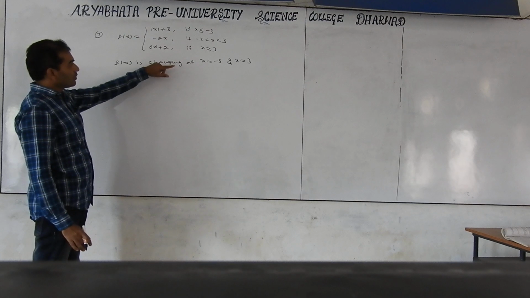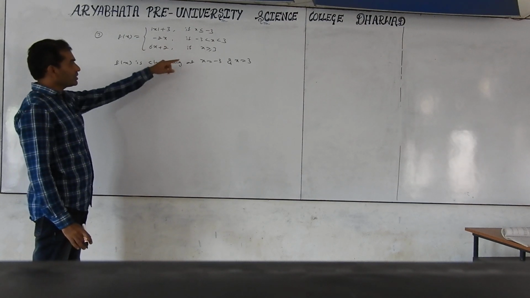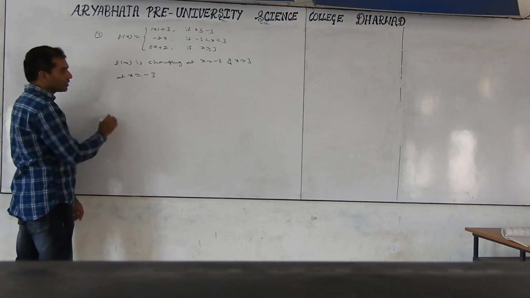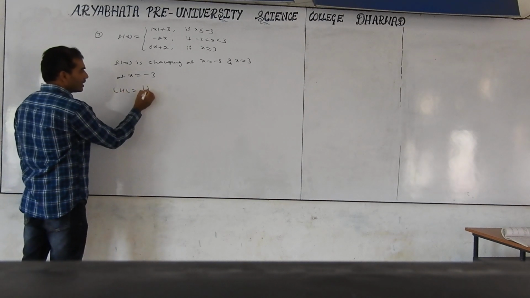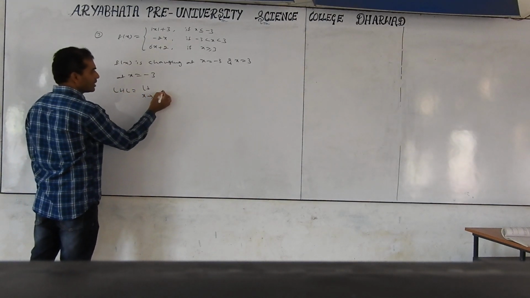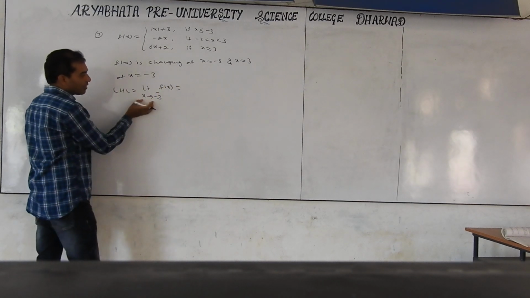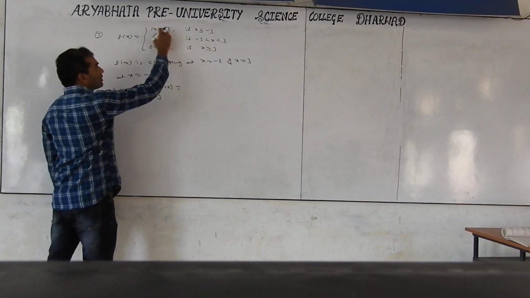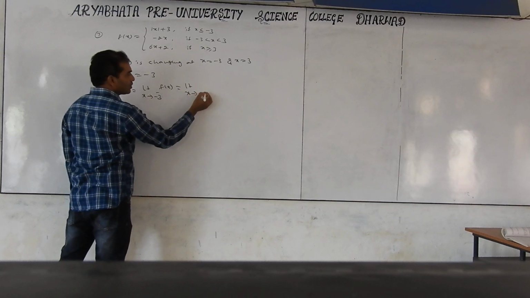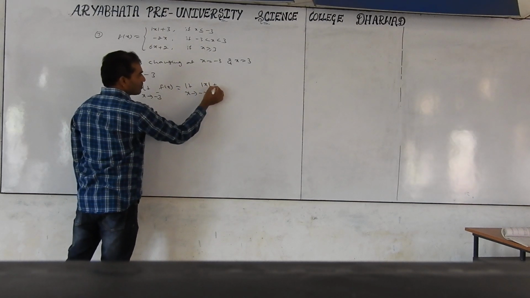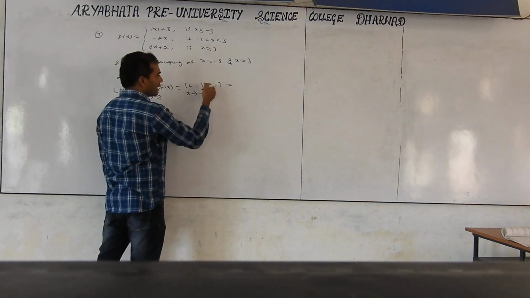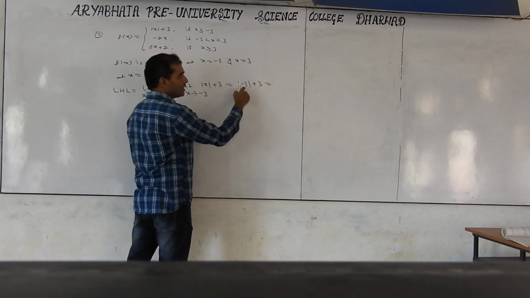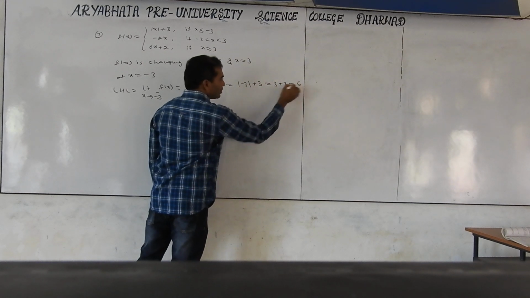In this case, we should find the left limit and right limit because it is changing. So let's verify first at x equal to minus 3. Left limit, LHL, limit of x tends to minus 3 minus. What is the meaning of this? x tends to minus 3 from below minus 3 comes under this function: limit of x tends to minus 3 of mod x plus 3. Put x equal to minus 3: mod of minus 3 plus 3, that is 3 plus 3, equal to 6.